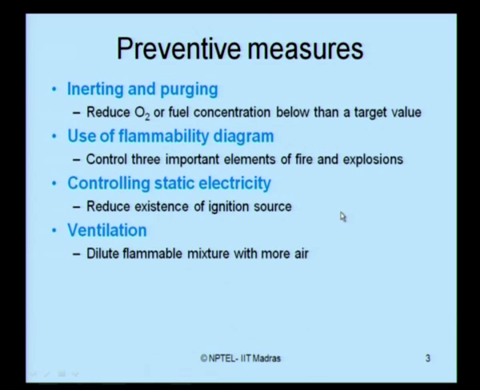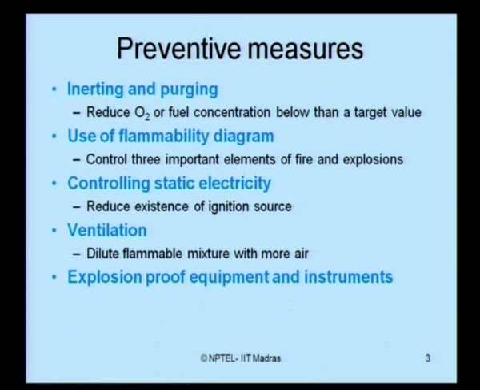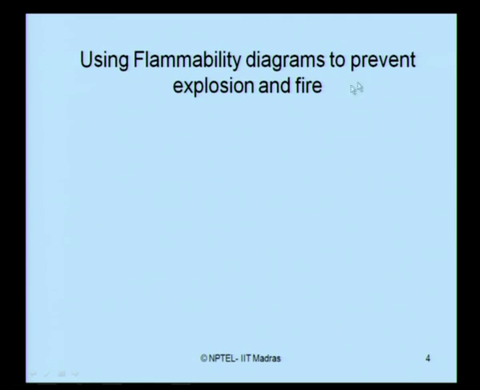Ladies and gentlemen, you can recollect that in the last lecture, number 9 on module 3, we discussed in detail different methods of inerting and purging. In the current lecture we discuss the usage of the flammability diagram as a preventive measure for fire and explosion. We will also discuss controlling static electricity and how to have better ventilation. Of course, one can use explosion proof equipment and instruments. What are these kinds of instruments? We will discuss them in detail in today's lecture, and we will also discuss different kinds of sprinkler systems that can be employed as a preventive measure for reducing or eliminating fire and explosion in offshore and petroleum industries.